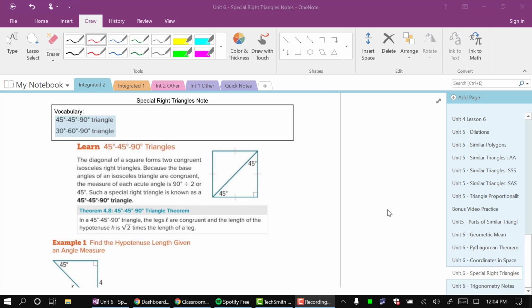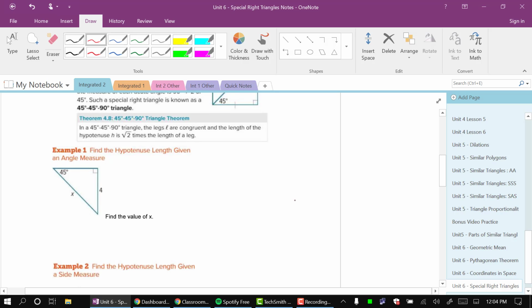So our theorem is: in a 45-45-90 triangle, the legs L are congruent and the length of the hypotenuse H is the square root of 2 times the length of a leg. So let's take a look at our first example.